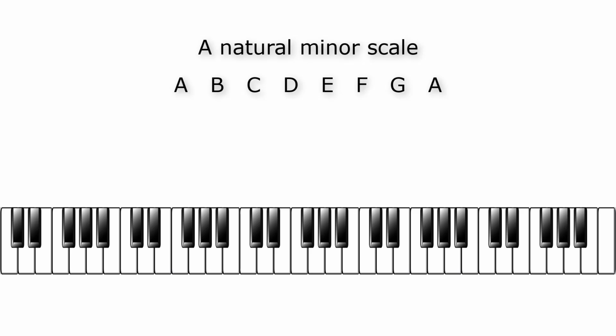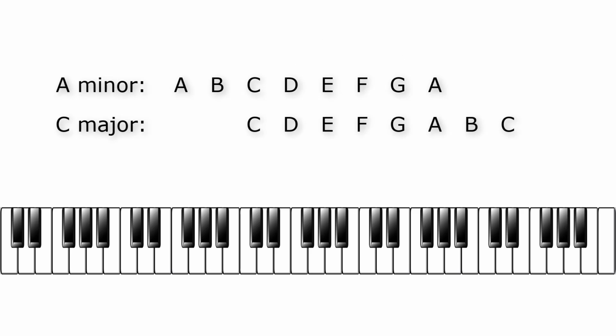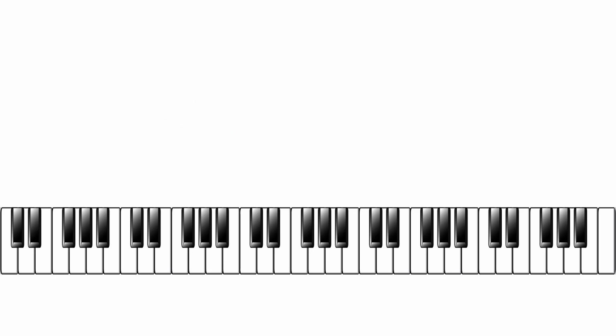So A minor and C major have exactly the same notes in their scale. They only start on another note. C major starts on C, A minor starts on A. In C major, C is the root, in A minor, A is the root, but they have exactly the same notes in their scale. So that means that a natural minor scale can be derived from a major scale. How does that work? Well, let's have a closer look.